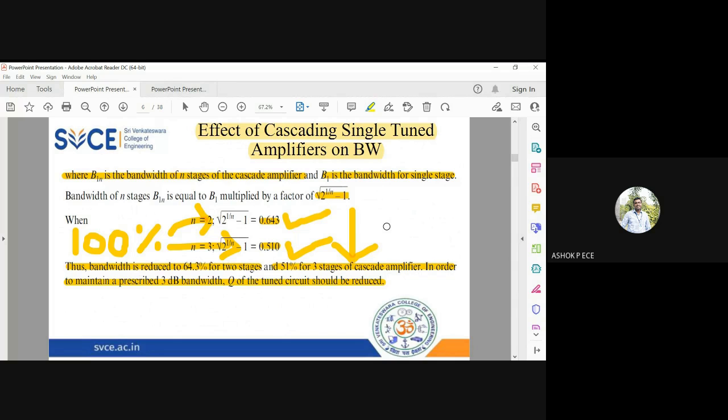Or in 2 marks, they may ask a problem. They will give the bandwidth of one stage and the number of stages, and ask you to find the overall bandwidth of the circuit. So the effect of cascading can come either in 6 marks or 8 marks, or a problem can be asked for 2 marks using this logic.